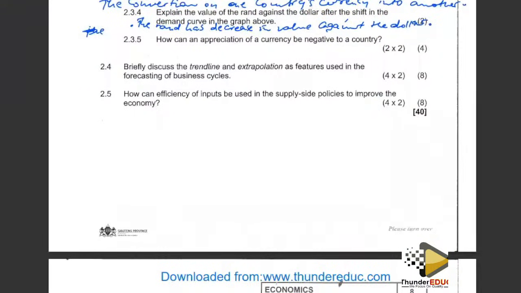The next question we have is 2.3.5. It reads as follows. How can an appreciation of a currency be negative to a country? What do we mean by appreciation? Appreciation is when a currency gains value or becomes stronger compared to other currencies. So now let's check the points. We are expected to give 2 points.